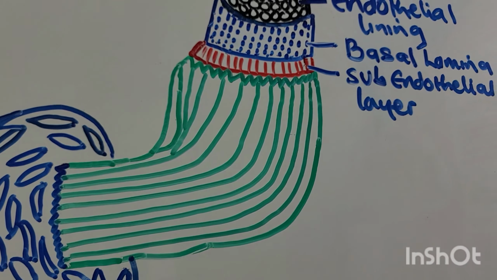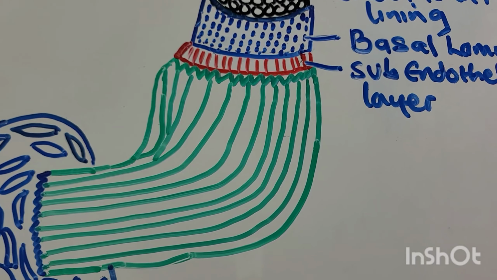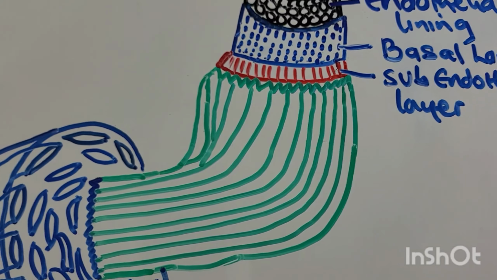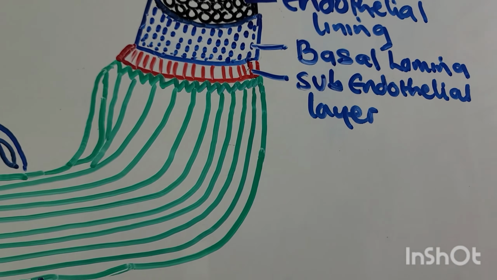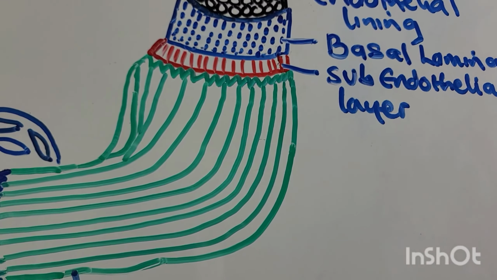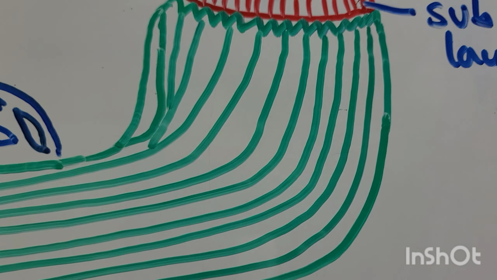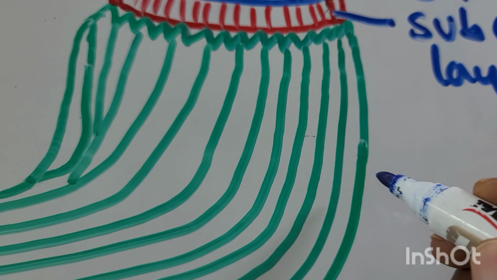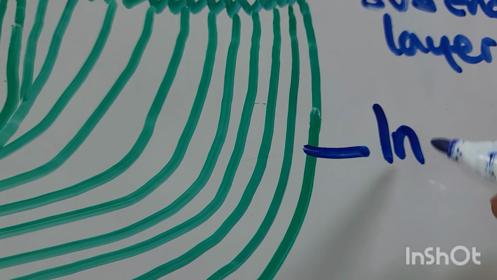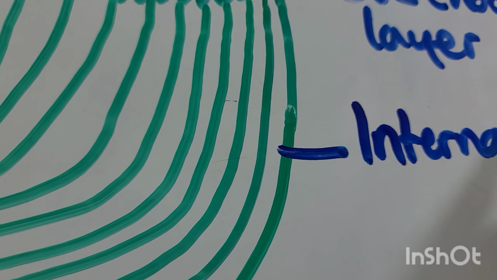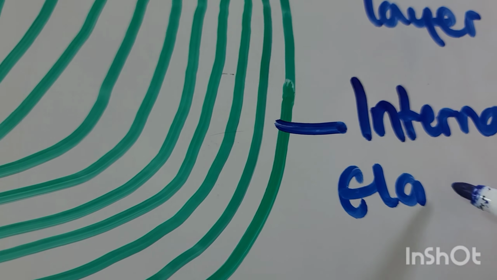This layer is made up of elastic tissues. Okay, and this beautiful layer is what we call the internal elastic lamina. Okay, so now this beautiful layer here is what we call the internal elastic lamina.